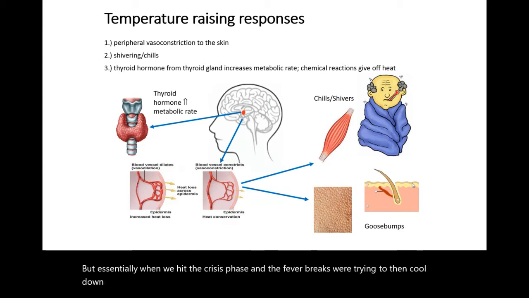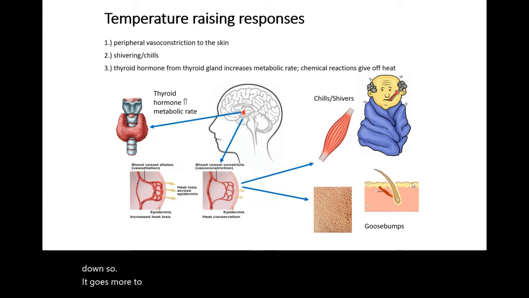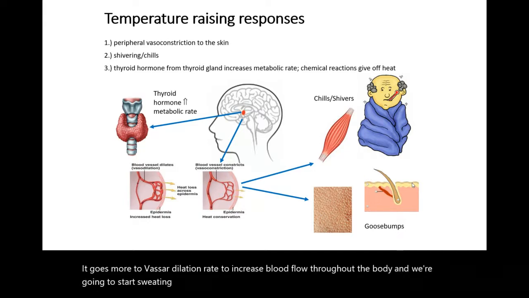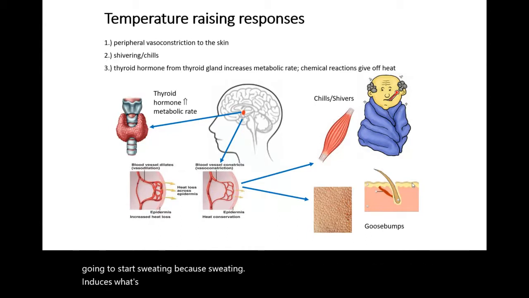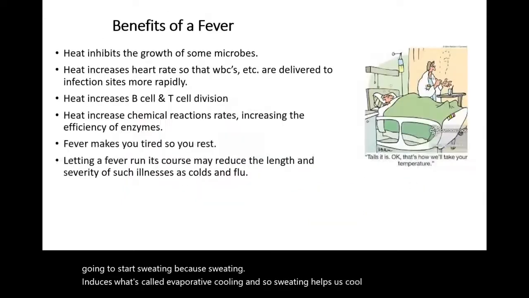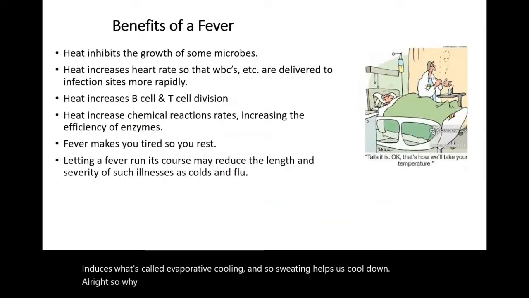So it goes more to vasodilation, right, to increase blood flow throughout the body. And we're going to start sweating, because sweating induces what's called evaporative cooling. And so sweating helps us cool down. All right, so why do we need a fever?